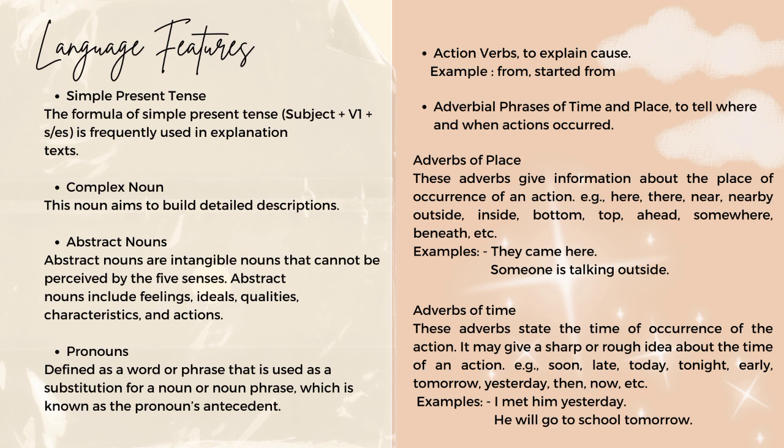Action verbs to explain cause. Example, from, started from. Adverbial phrases of time and place to tell where and when an action occurred. Adverbs of place. These adverbs give information about the place of occurrence of an action. Example, here, there, near, nearby, outside, inside, bottom, top, ahead, somewhere, beneath, etc. Example, they came here. Someone is talking outside.